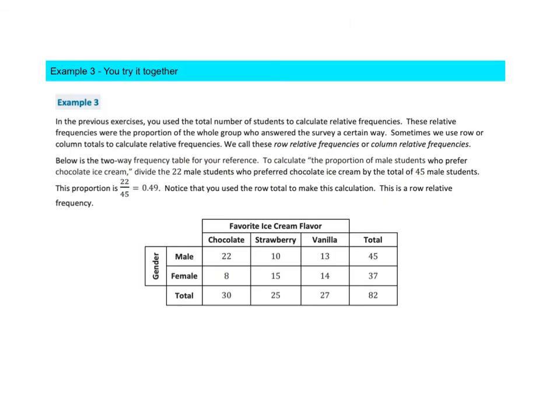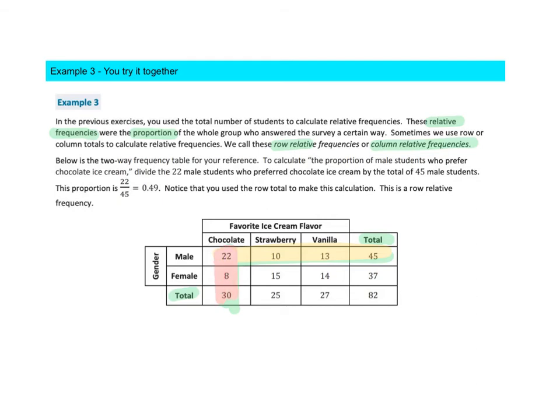All right, this slide for example 3 is just reviewing what we've done already together. So it's just kind of reiterating relative frequencies. So relative frequencies are proportions or fractions, okay? And we use our row or our column totals to calculate relative frequencies. So we can do our totals this way or our totals this way, okay? To find those relative frequencies, we call these row relative or column relative. So obviously row relative would be the row and column relative would be the column.